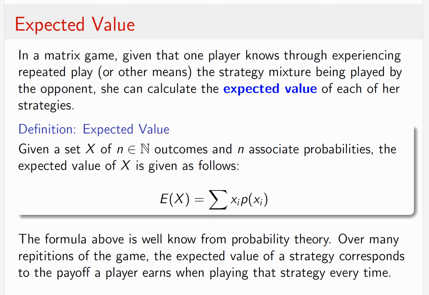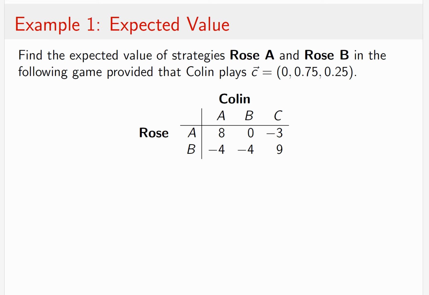So remember that we take the outcome times the probability of that outcome, and we do that for all outcomes x sub i in the probability space. Well, here we're going to do much the same thing, except that our x sub i's are the outcomes in the matrix game, and the probabilities are the proportions with which the other player plays their strategies. And you'll see how that works in just a second. So here's our first example.